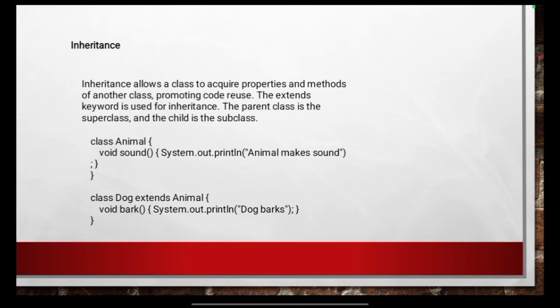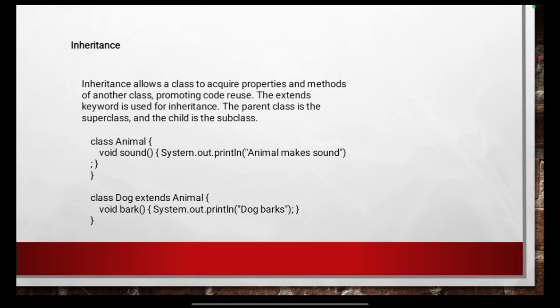Void sound. System.out.println Animal makes sound. This defines a method named sound inside the Animal class. The method is of void type, meaning it doesn't return anything. When called, it prints the message Animal makes sound to the console. This is a general behavior that all animals share. Now curly braces close, this closes the Animal class.